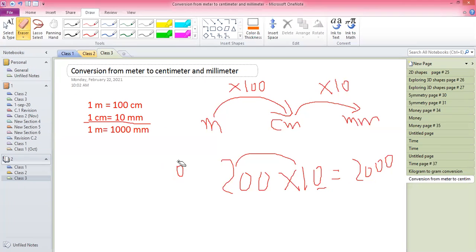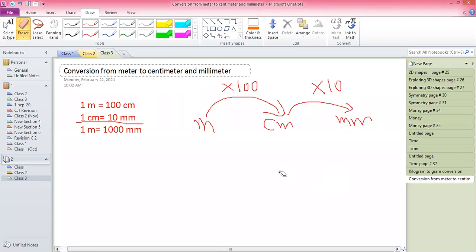So what you have to remember is that whenever you are given the value in meter and the question asks to convert into centimeter, you will multiply it by 100 because 1 meter is equal to 100 centimeter. And when the value is given in centimeter and you have to find out how many millimeter that is, you will multiply it by 10.